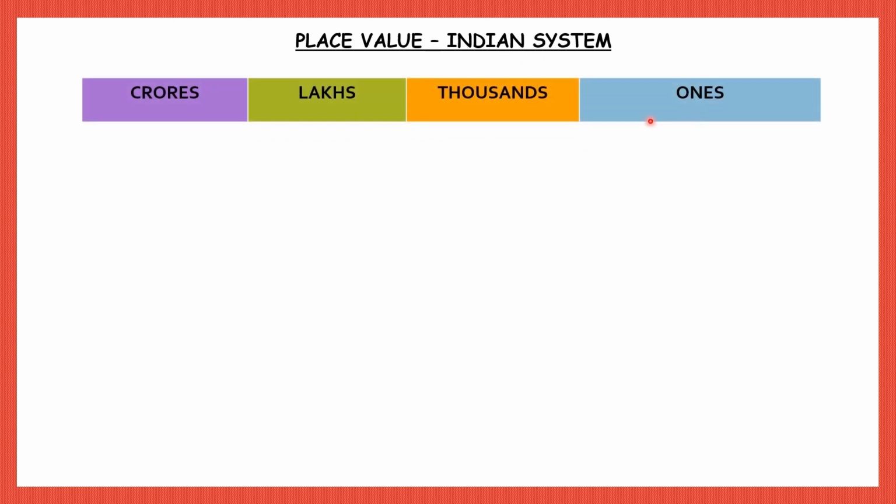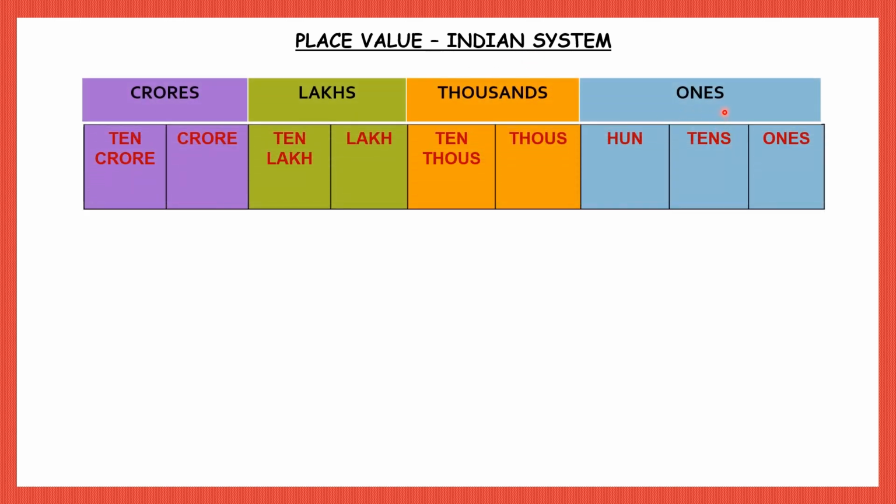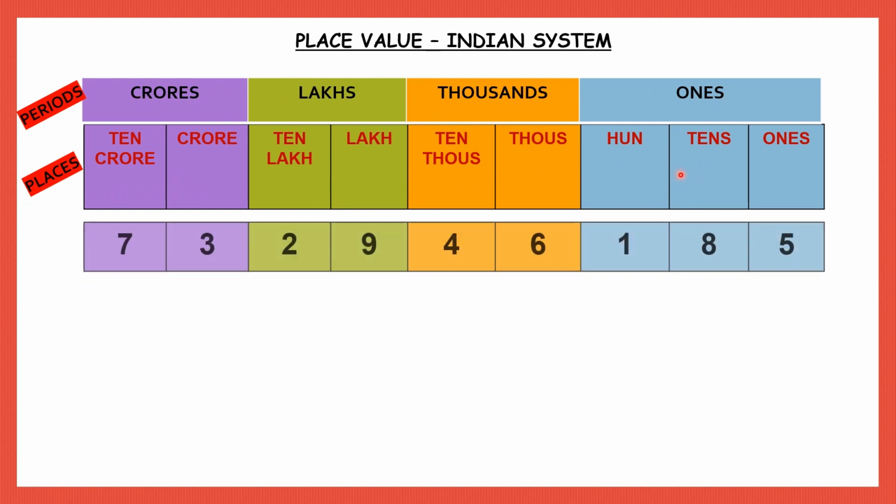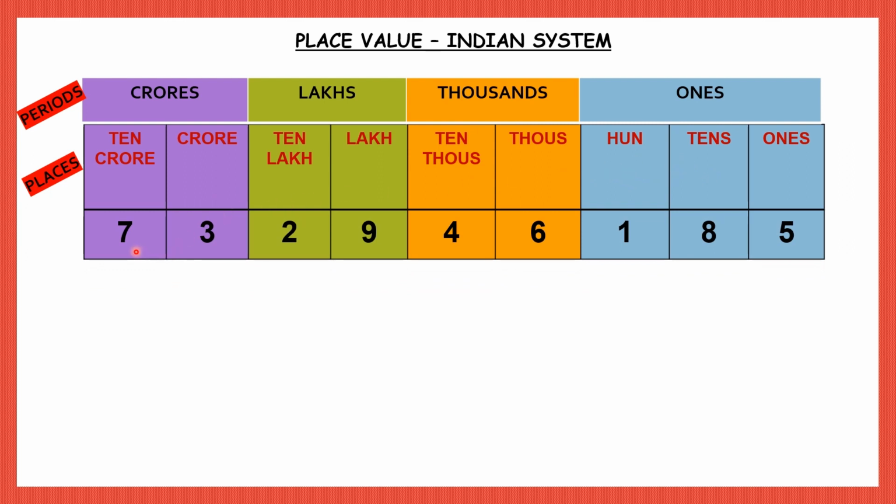Now this is the Indian system, and what we have here: ones, thousands, lakhs and crores are the periods. Then ones, tens, hundreds come under the ones period, thousands, 10,000s come under the thousands period, lakh, 10 lakh come under the lakhs period, and crore, 10 crore come under the crores period. These are the places. So we have the periods here and we have the places here. Now if we have a number, what is the place value of each digit in this number? It depends on the position it is in this number.